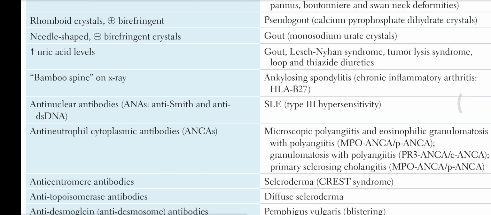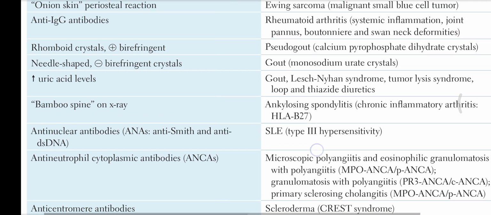Anti-nuclear antibodies, ANA, anti-Smith and anti-dsDNA, that is anti-Smith antibodies. Bamboo spine on X-ray, ankylosing spondylitis, chronic inflammatory arthritis, HLA-B27.